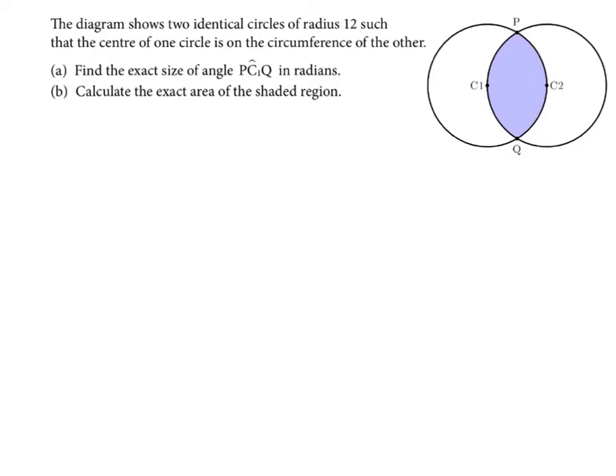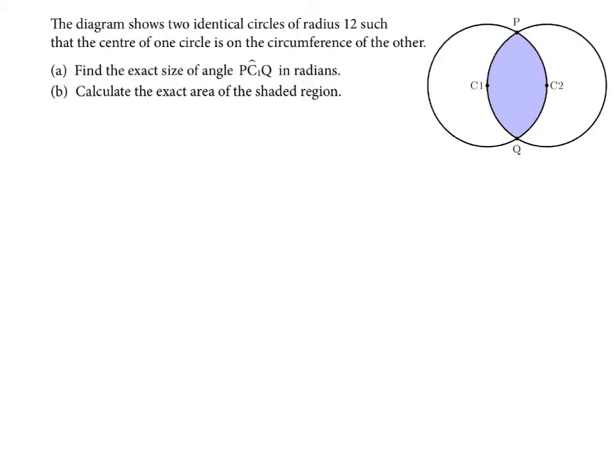So we have two identical circles. Each one has a radius of 12, and each circle has the center of the other one on the circle. So C1 is the center of this circle, and it's on that circle. And the two circles intersect, of course, at P and Q. What's the area of the shaded part, and what is the exact size of PC1Q, meaning the arc size in radians?